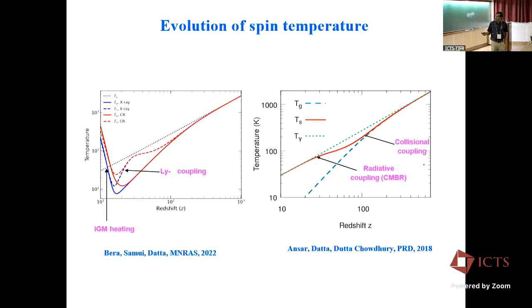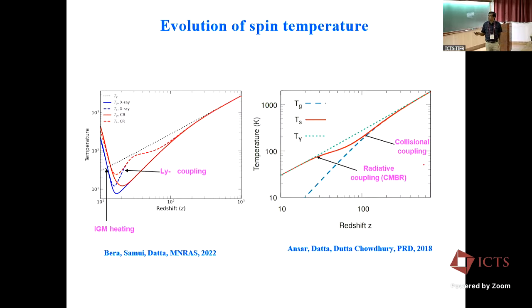One more point: if you look at the dashed line, it shows the spin temperature, the one that I have already just discussed. Initially the spin temperature, gas temperature and CMB temperature are all the same because everything is in equilibrium. However, later you see the spin temperature, the dashed line, following the gas temperature. That's because initially collisional coupling is much stronger, and collisional coupling depends on the density and temperature, and both of them are very high at higher redshift.